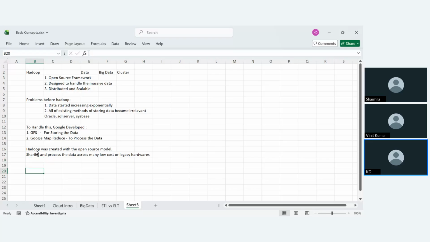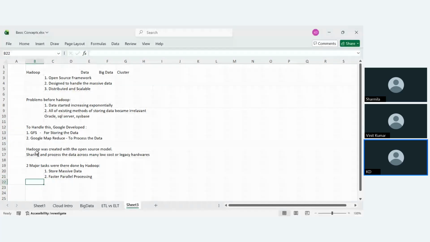There were two major tasks done by Hadoop. Number one was to store massive data, and number two was faster parallel processing.